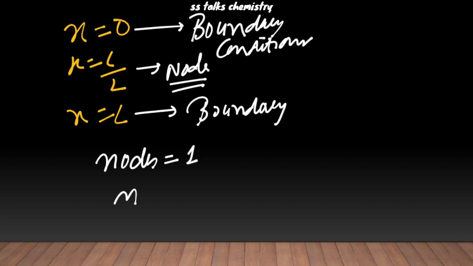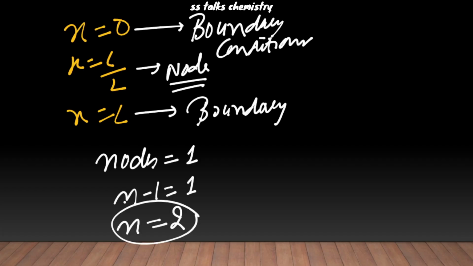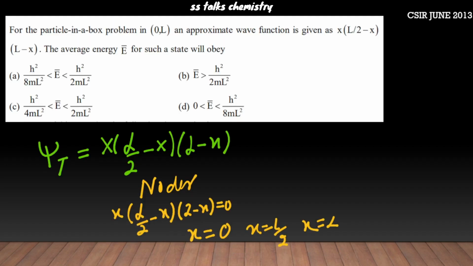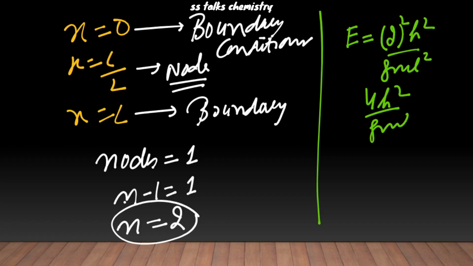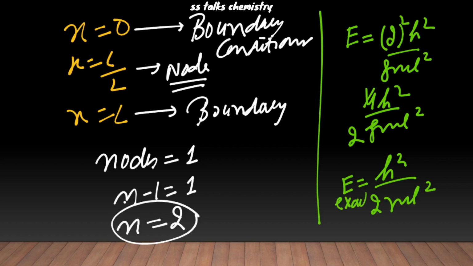Now if I find the n value, n minus 1 is 1, which is equal to the number of nodes. So n in this case is equal to 2. That means the trial wave function given to us corresponds to the second state. So for a particle in a 1D box, the energy value for the second state is 2² h² upon 8mL², or 4h² upon 8mL², so it becomes h² upon 2mL². So this is the energy of the exact state, right?